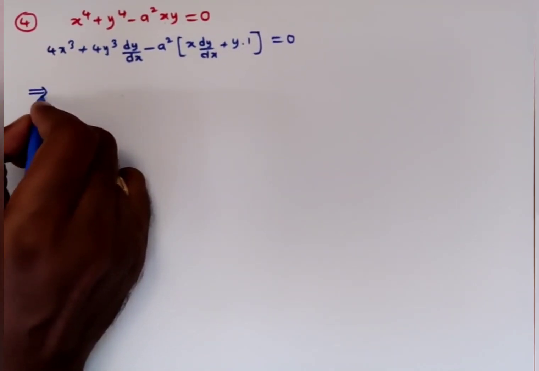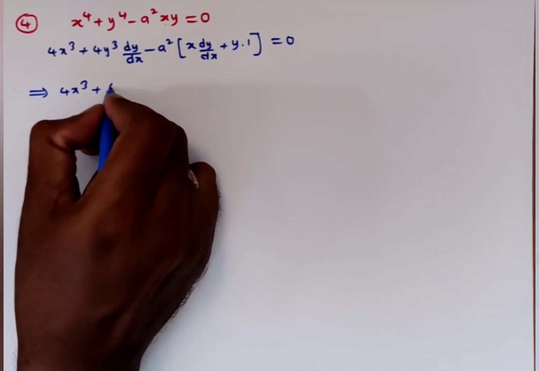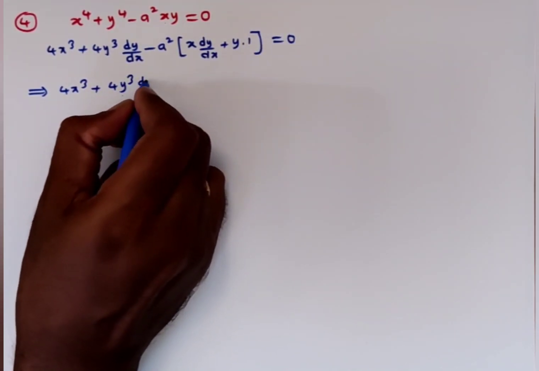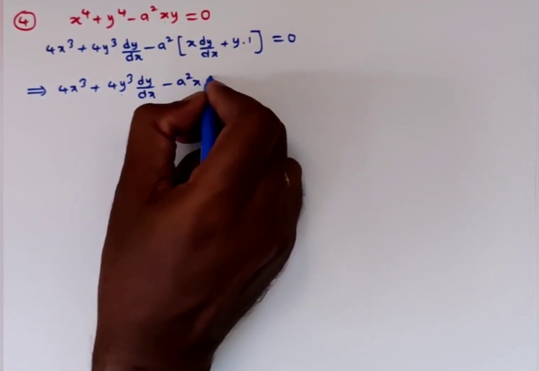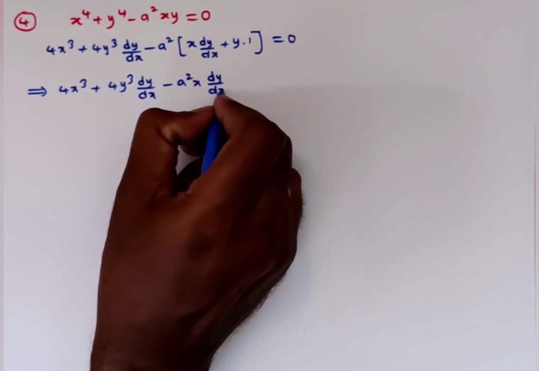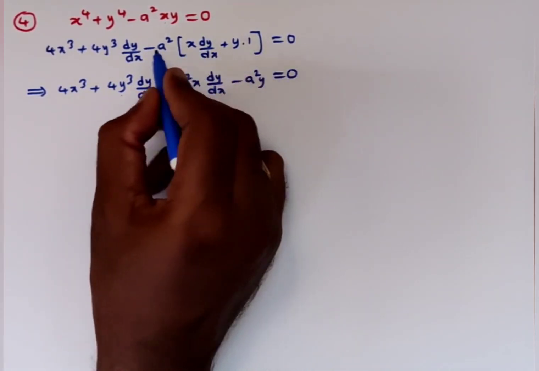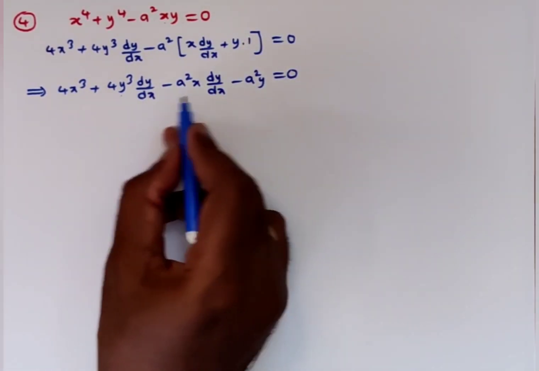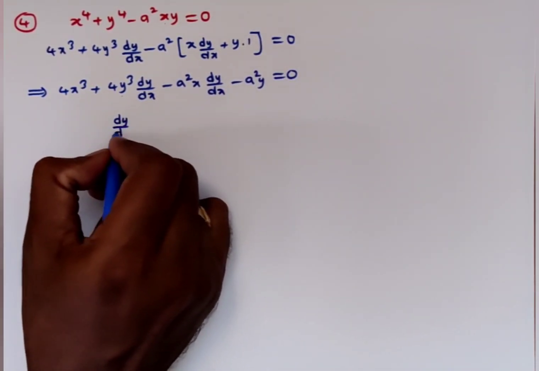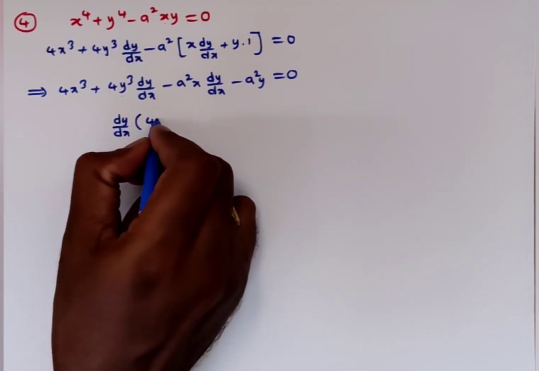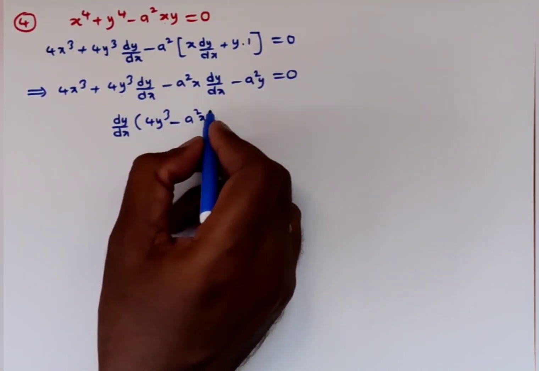Now this implies 4x cube plus 4y cube into dy by dx, now minus a square into x into dy by dx, minus a square into y is 0. Now separate dy by dx here, so that it is dy by dx times of 4y cube minus a square into x.